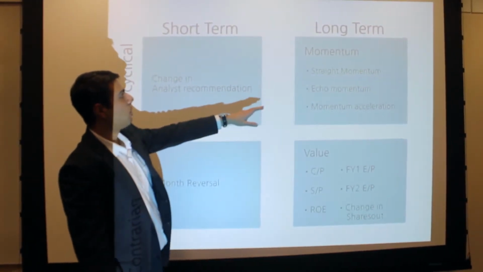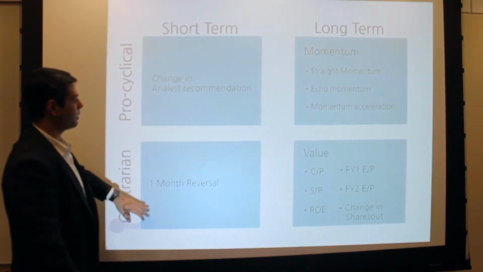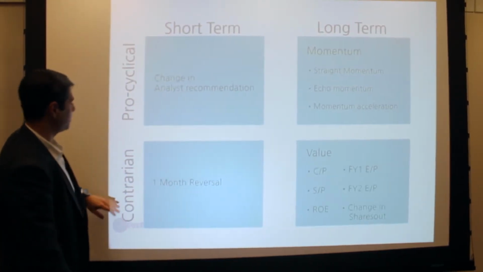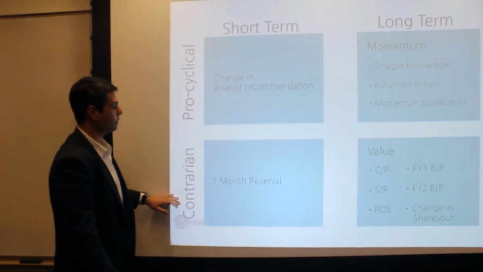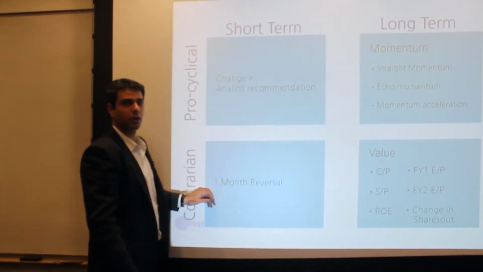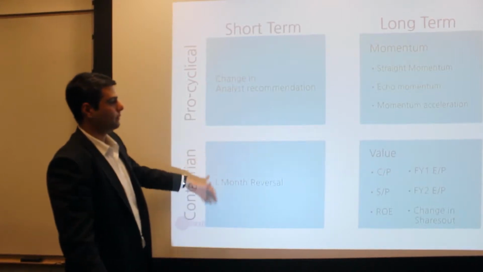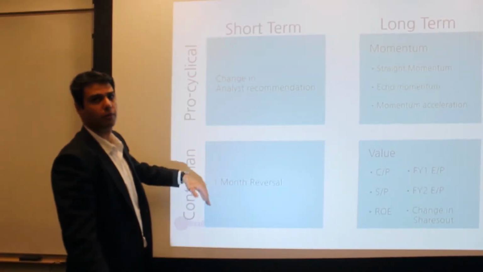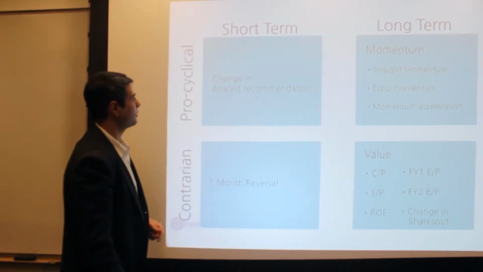To balance out this long-term technical signal, we use another price technical signal, the contrarian short-term technical signal, which is the 1-month reversal. We just take the 1-month returns for any stock i and perform the de-mean standardization like you've seen before.